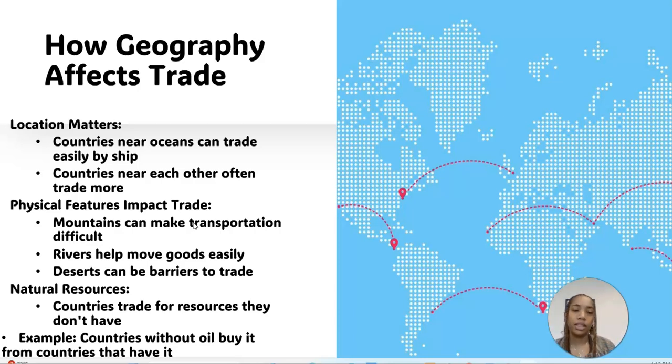Natural resources. Countries trade for natural resources that they don't necessarily have. A big example of that is oil. America gets a lot of its oil from the Middle East and from Africa. Not saying we don't have oil, but they produce it more, so we just get it from them instead of drilling our own most of the time. Sometimes we have our own oil refineries in the U.S. And like I said, countries without oil buy from other countries that do have it.